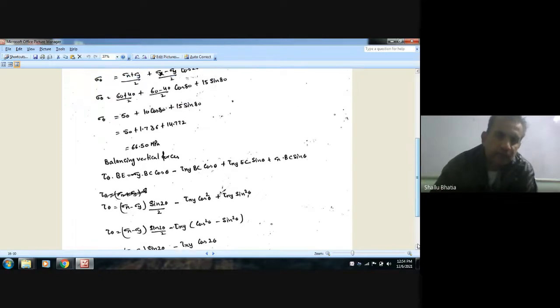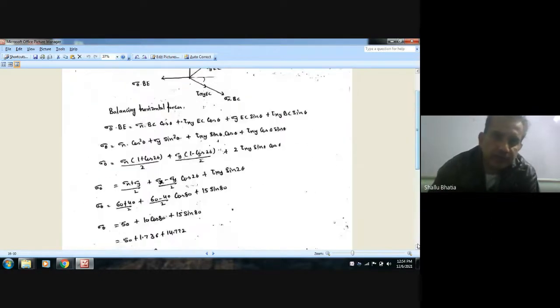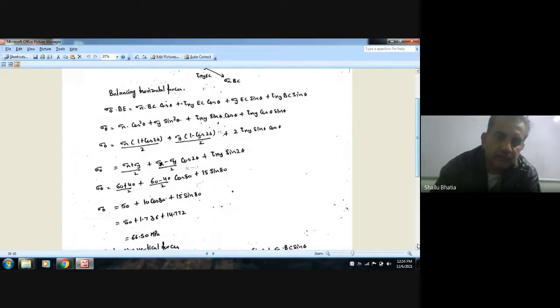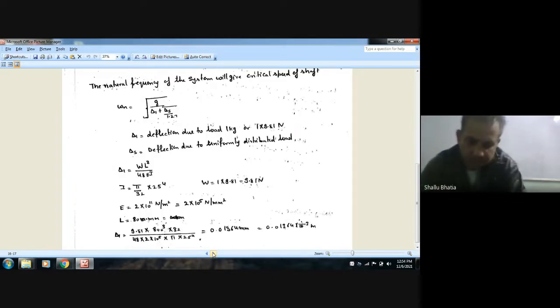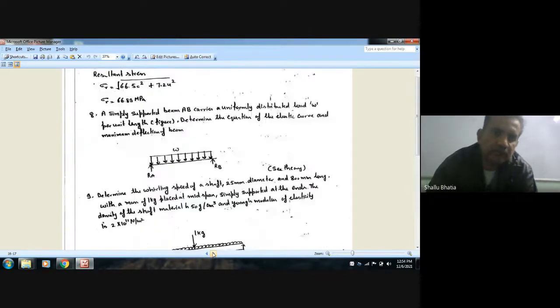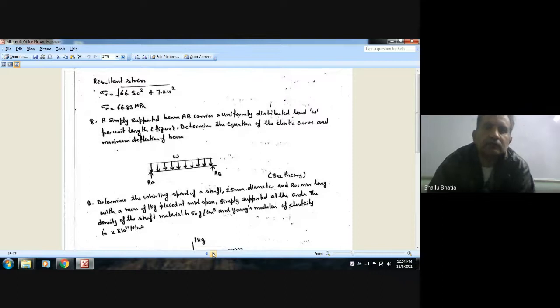Similarly, when we resolve vertically, we can get that formula by putting BC by BE equal to cos theta and EC by BE equal to sin theta. Put the values and we can get tau theta. Once we have found tau theta and sigma theta, we can get the resultant stress.